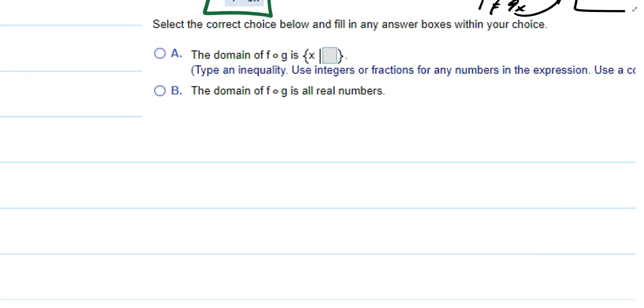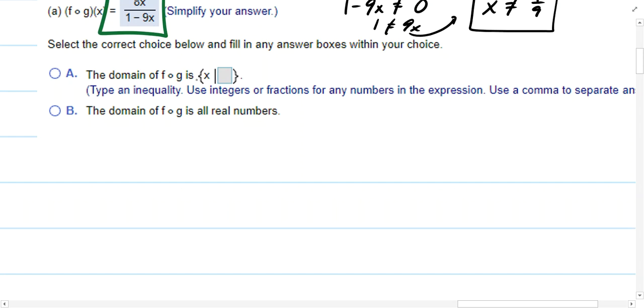So if I were answering this question, I would note that the domain of f composed with g is all x values such that x is not equal to 1/9. That's an inequality that they're after. And x is not equal to 0. We would have two solutions, or two values that are excluded in this domain.